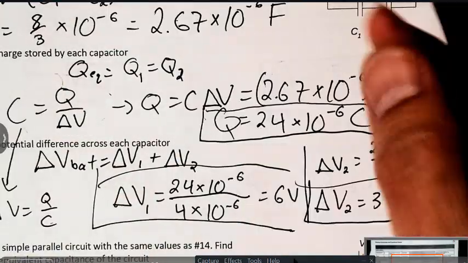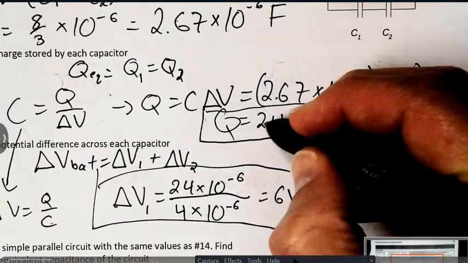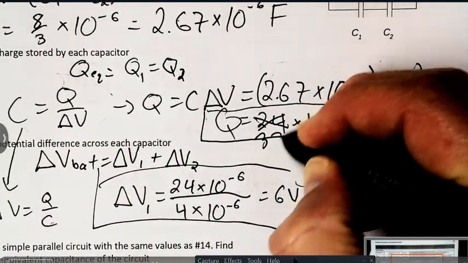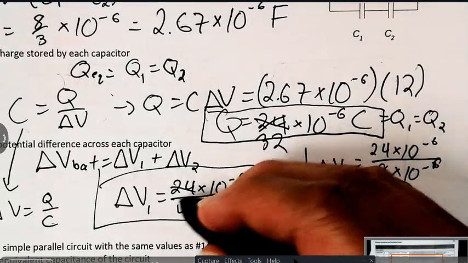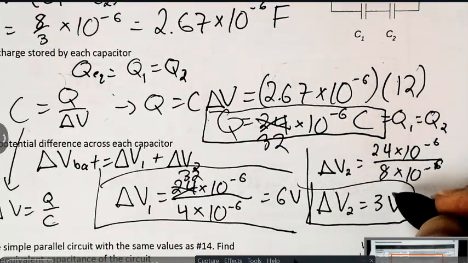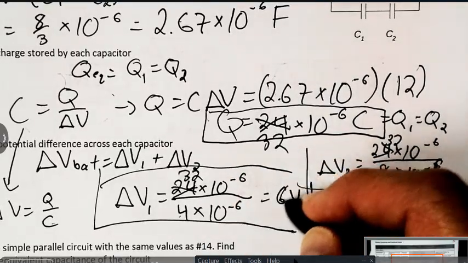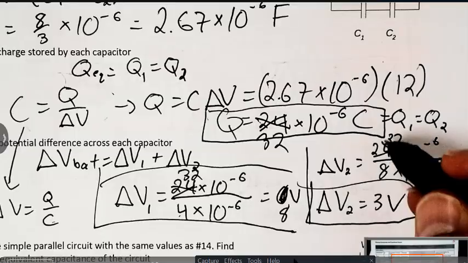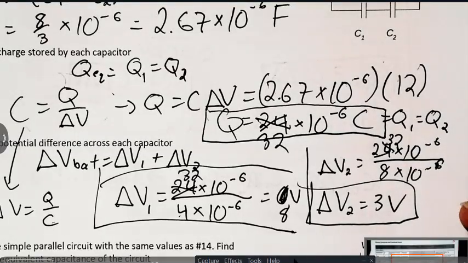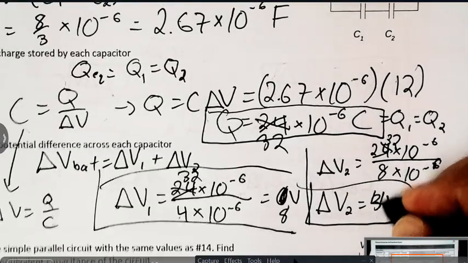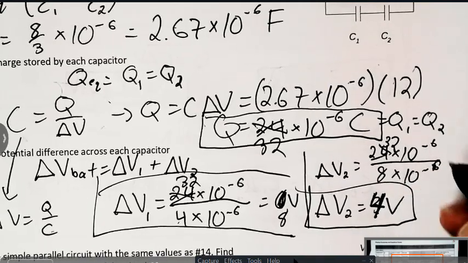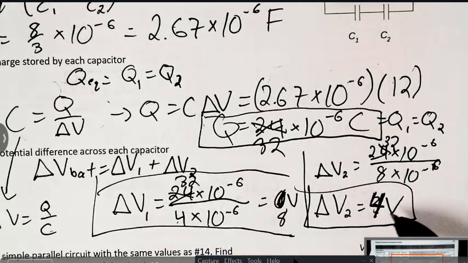Okay, I found my mistake. This shouldn't be 24. 12 times this is 32. Sorry about that. And I'm using a pen. So these should be 32s. And 32 divided by 4 is 8. 32 divided by 8 is 4. And so we get 8 volts for the first voltage, 4 volts for the second.